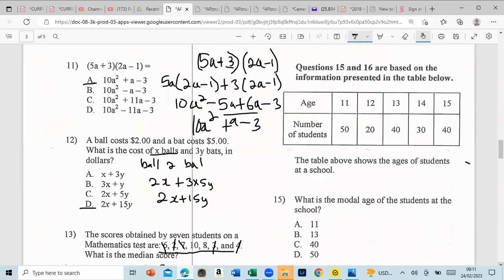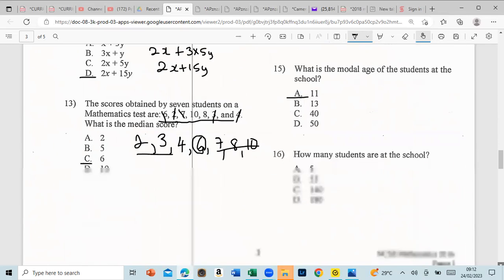Questions 15 and 16 are based on information presented in the table below. The table above shows the ages of students at a school. What is the modal age of the students at this school? That would be looking for the highest number, which is this. So it's age 11. It means that 50 students are at age 11, 20 students at age 12, 40 students at age 13, and so on. So the answer is not 50, but 11. Alright, so very nice question. They try to trick you guys there.